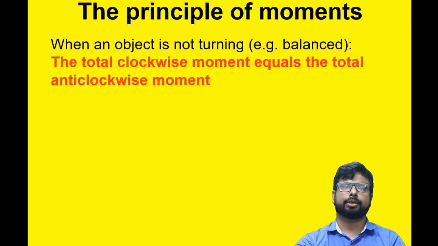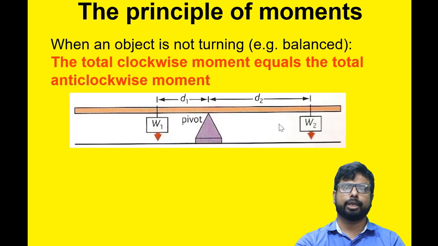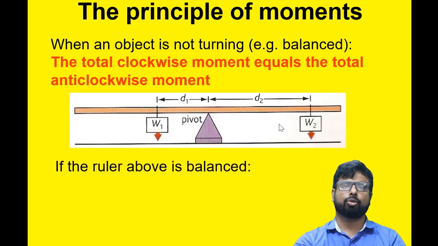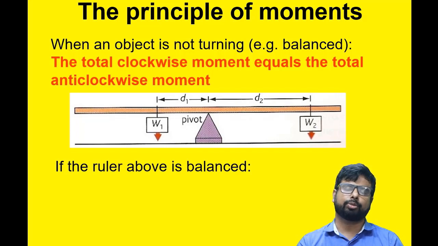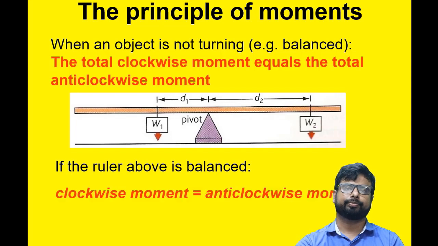Principle of moments. When an object is not turning, that means it is balanced, then the total clockwise moment is equal to the total anti-clockwise moment. Look at the diagram. If the ruler above is balanced, then the clockwise moment is equal to the anti-clockwise moment. So the total sum of the clockwise moments is equal to the total sum of the anti-clockwise moments.